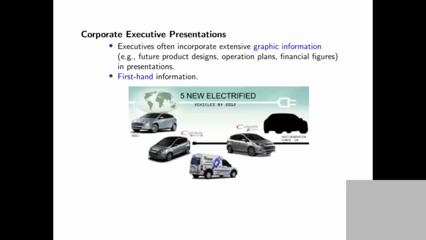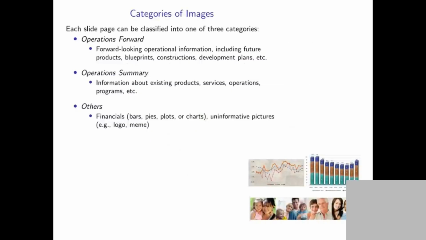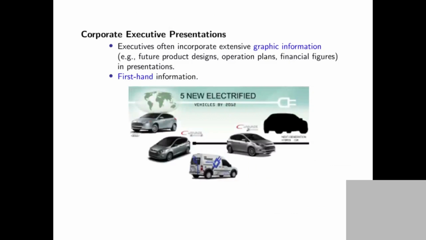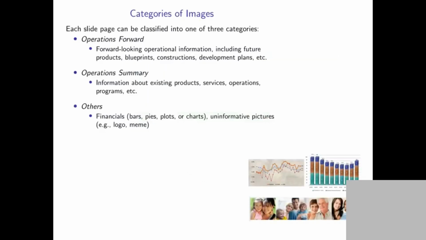This is the kind of picture you can find from CEO presentations. They tell you what future car they are making. This one you can find in the annual report. What you can find in the annual report is this: they tell you the market shares, they tell you the sales, they show the employees smiling. So these are the pictures you can find from the annual report or 10-K. You can see this is unique to CEO presentations, and this is not unique to CEO presentations.